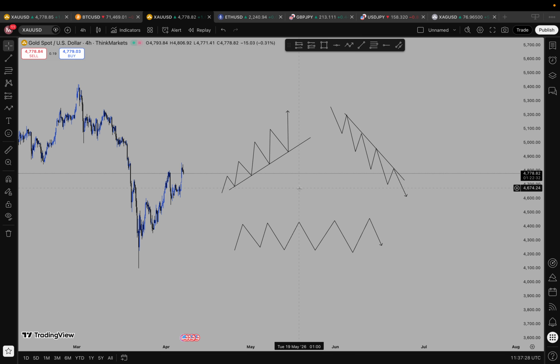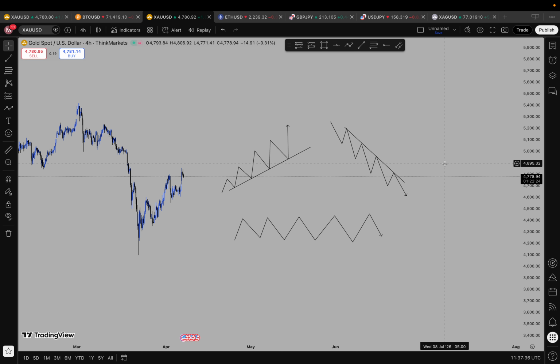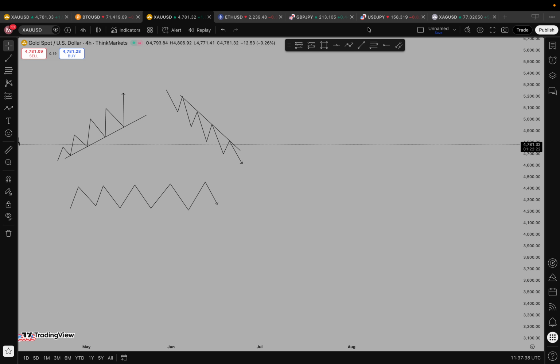So right now, what you're going to be looking for is, okay, I see a market that's trending to the upside, like breaking structures to the upside. What does that tell you? Right now, you know that this market is bullish. What do you have to do in a bullish market? In a bullish market, what you should be looking for is buys.